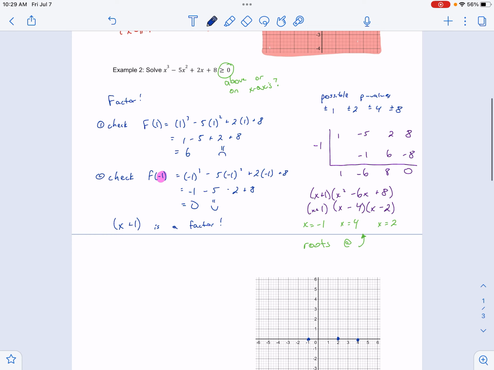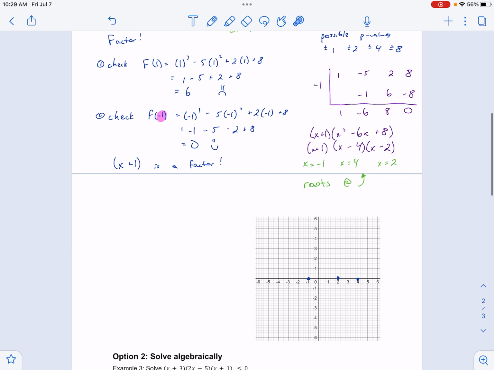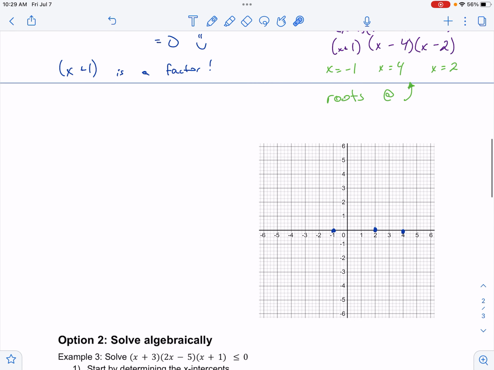My leading coefficient here is positive, and I have a degree 3 polynomial, which means that I am headed from quadrant 3 to quadrant 1. And so let's create a sketch. Again, it doesn't totally matter how high or how low you go. What matters is the roots.